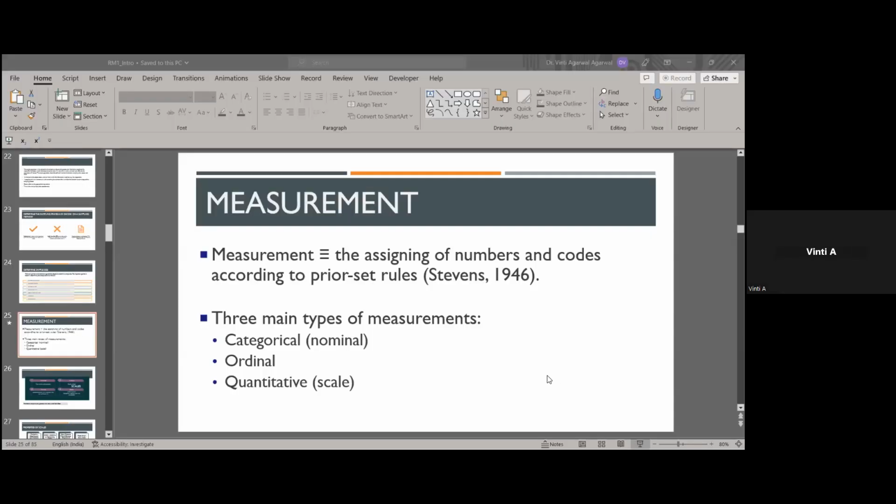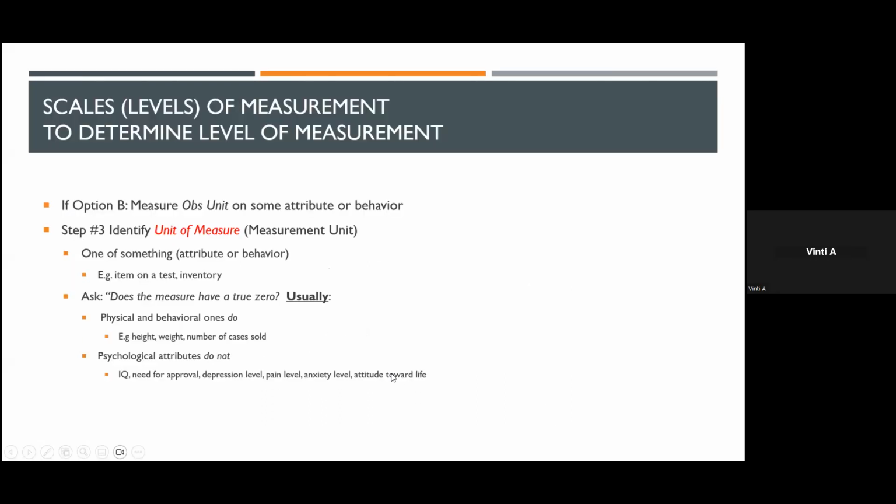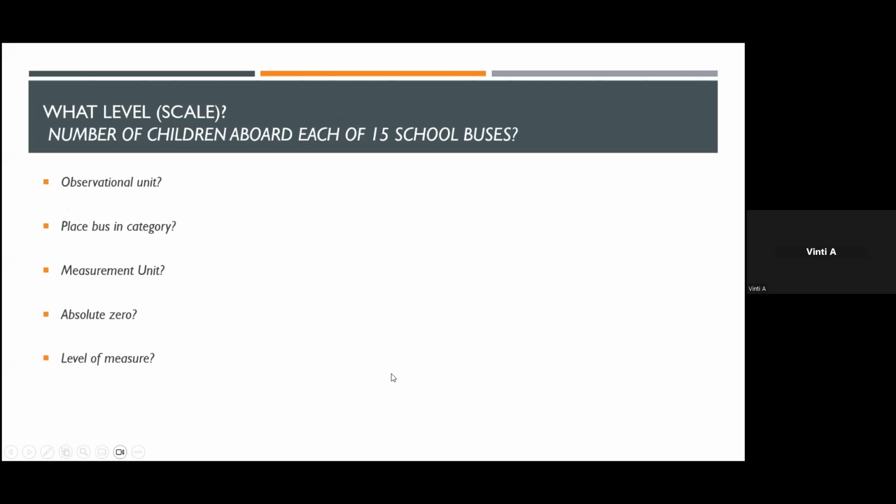Ma'am, what about the parametric analysis in which you mentioned that the interval and the ratio data comes? So in a parametric analysis, in an ordinal scale, because it is ordinal, I can't possibly do any statistical analysis on it. That is why I say that it has to be interval or ratio data.